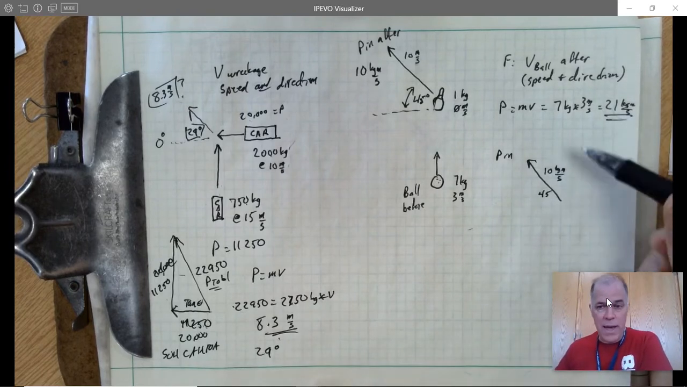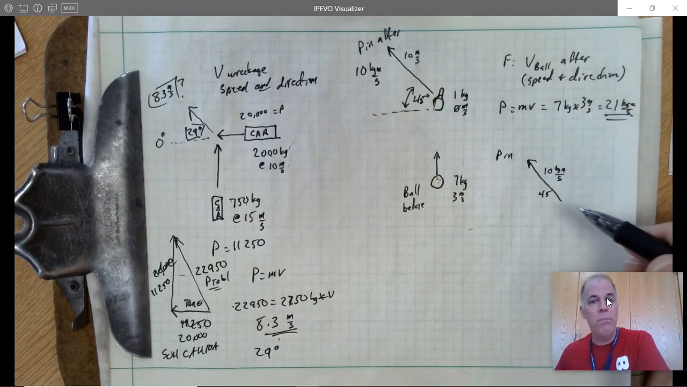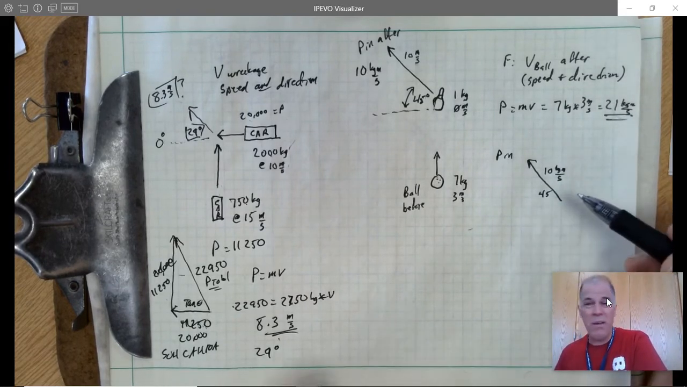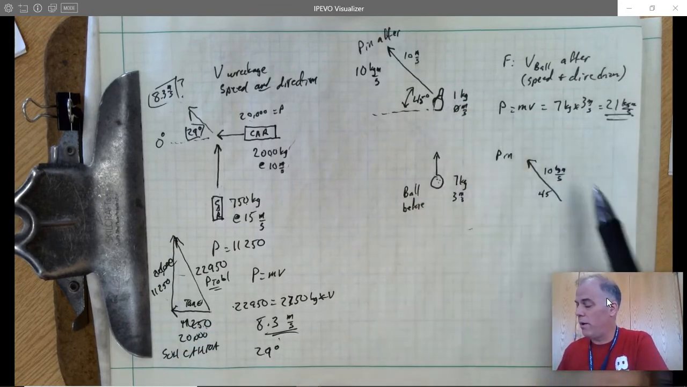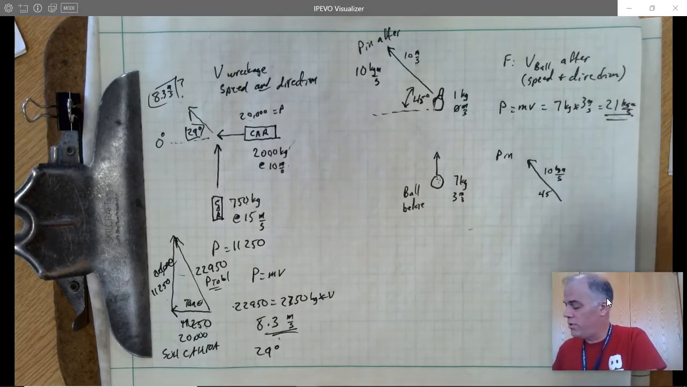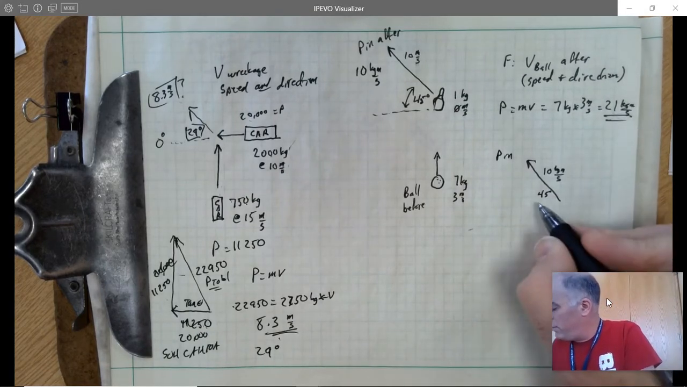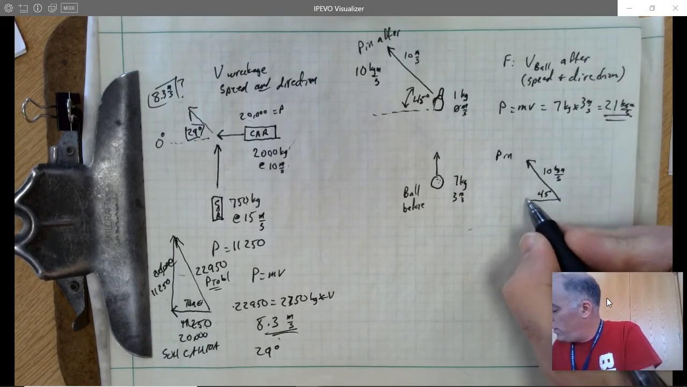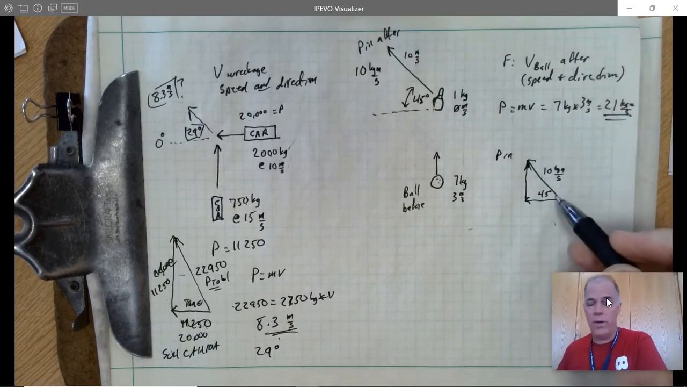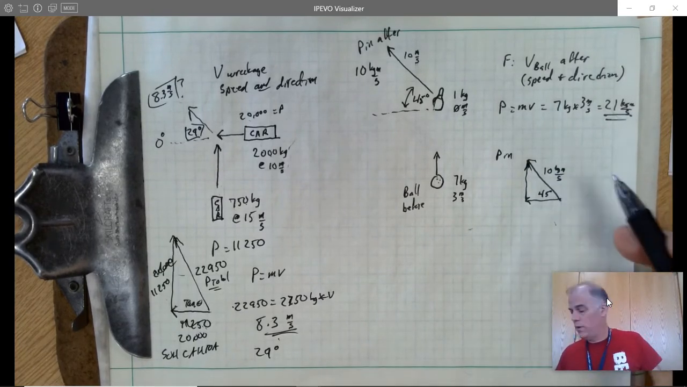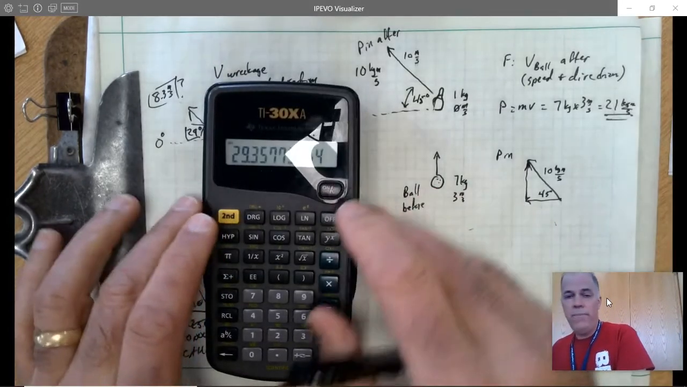Now, keep in mind, I'm making a momentum diagram, and it probably would have been better to have some mass other than 1 kilogram so that the units don't look the same, but I think you'll be able to see what we're doing here as we go along. So we need to figure out the x component and the y component of that momentum. So we use SOHCAHTOA.